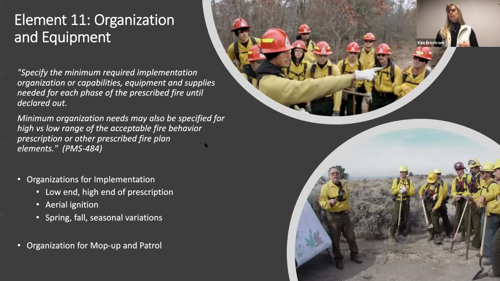So equipment and organization, what you're trying to shoot for here is the minimum required organization. This is directly out of the guide, right? It's the minimum required organization, equipment, and supplies needed for each phase of your burn until it is declared out. So into out, not just controlled or contained, but out. So it's what do you need for all those different phases?